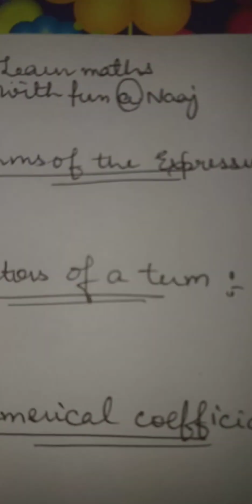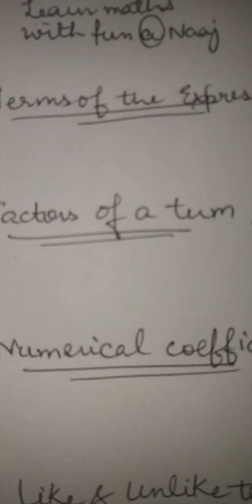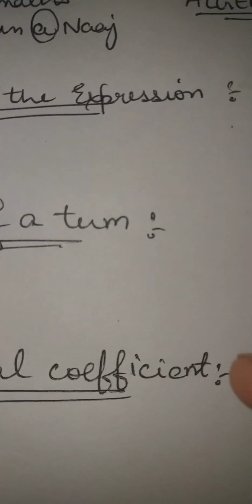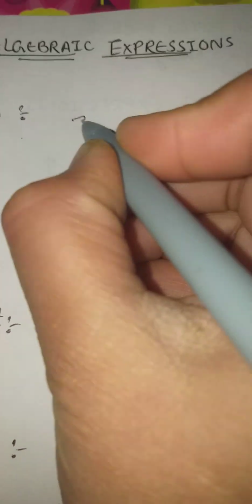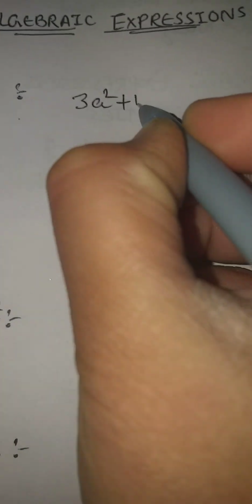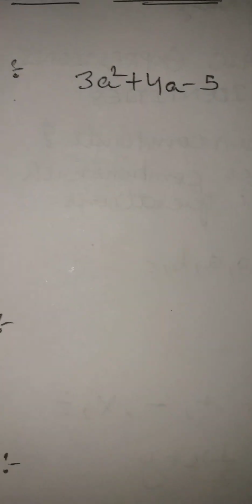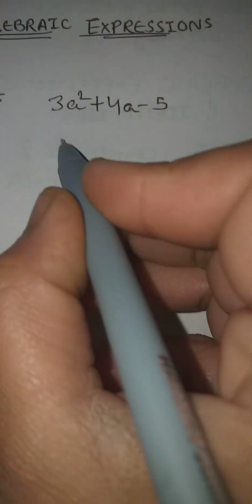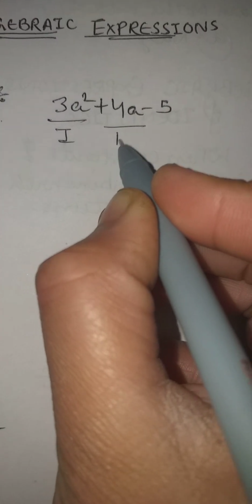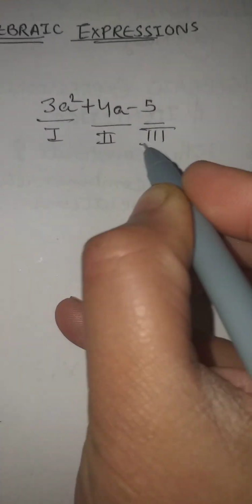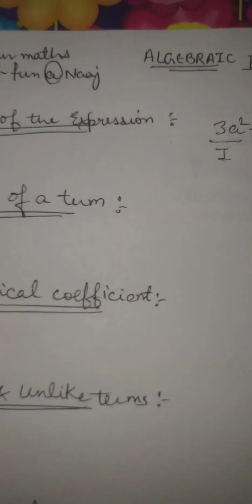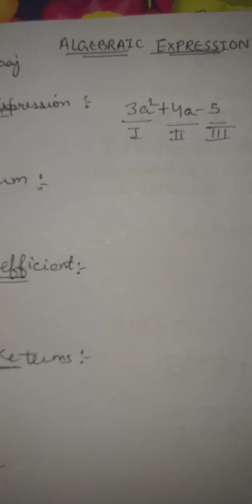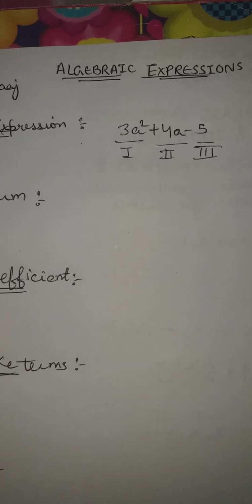So first is the term of an expression. What is the meaning of a term of an expression? For example, if I have the expression 3a square plus 4a minus 5, how can we identify the terms in the expression? This one is our first term, this one is our second term, and this one is our third term. The number of terms in an algebraic expression is known as the terms of an expression.